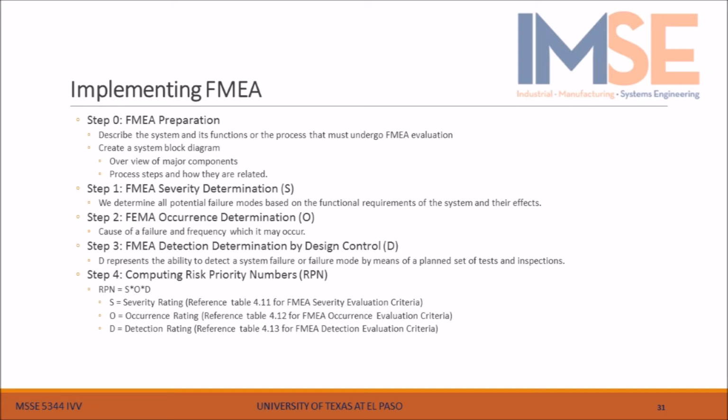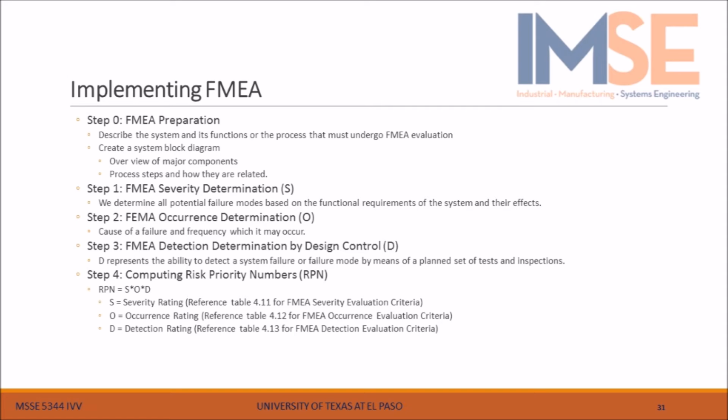Implementing FMEA. There are 5 steps to implementing FMEA. Step 0. FMEA preparation. Describe the system and its functions, or the process that must undergo FMEA evaluations. Create a system block diagram. Overview of major components, process steps, and how they are related. Step 1. FMEA severity determination, S. We determine all potential failure modes based on the functional requirements of the system and their effects.